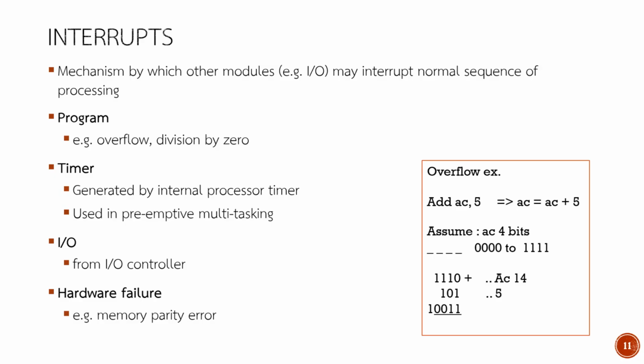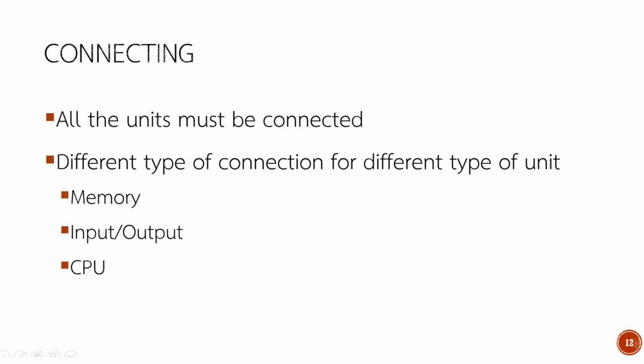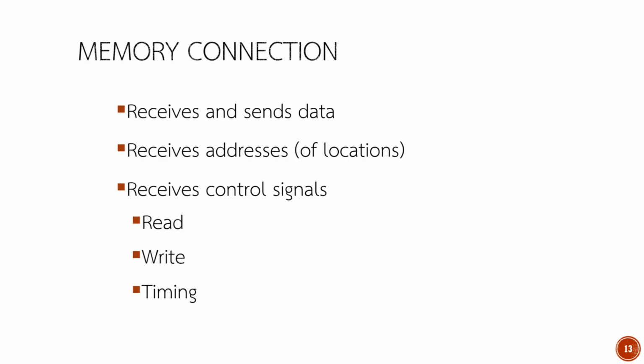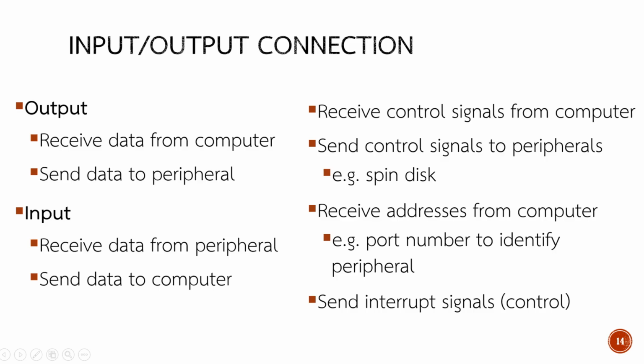4. Hardware failure occurs due to a malfunction, such as a power outage or errors in the parity sensor used to check data. In a computer system, every component must be interconnected to perform various types of operations, including memory connection, input-output device connection, and central processing unit, CPU, connection. Memory connection refers to the connection for receiving and sending data, receiving addresses, and receiving control signals, such as read signals, write signals, and timing signals.